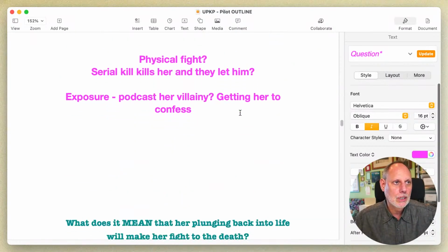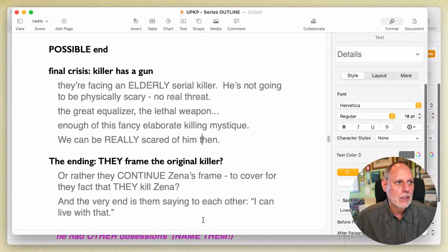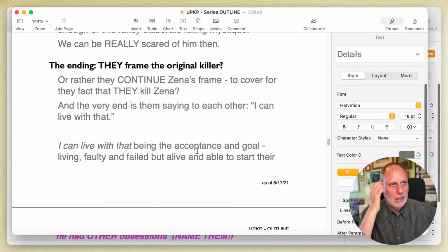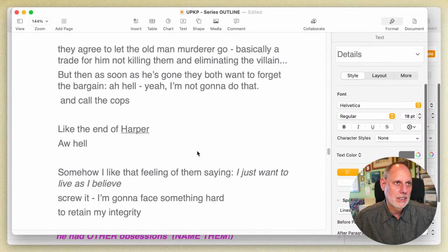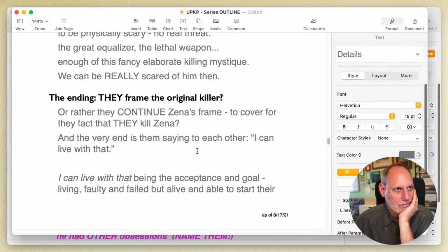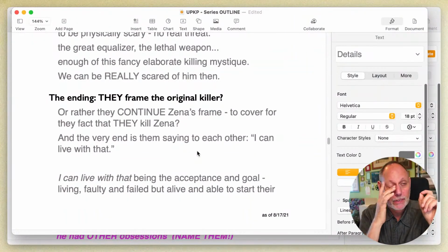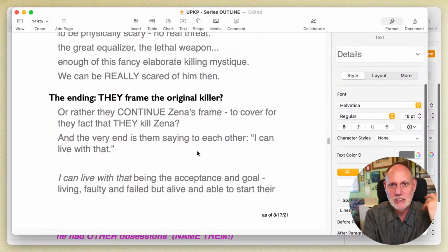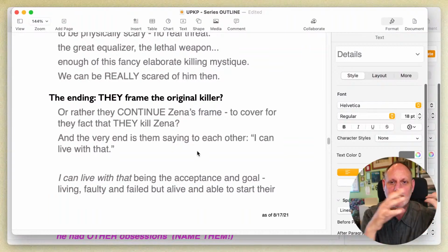I had talked about it in the other, the series outline. Hold on. Okay. One possibility was that they frame him. What I thought was possibly they kill Xena and then they say, we've got a serial killer here, let's make it look like he did it. So basically they have done a bad thing to get a good ending.